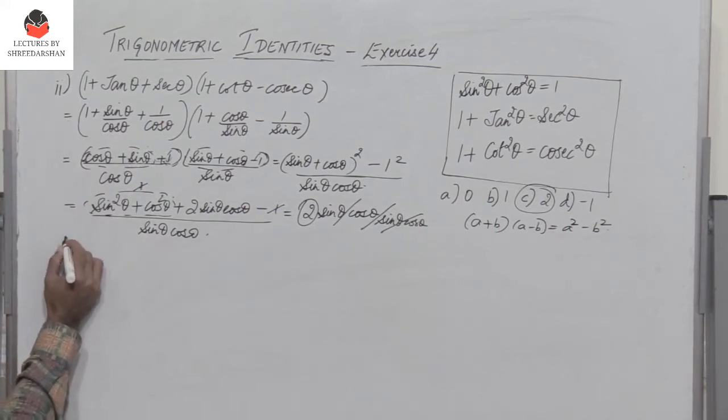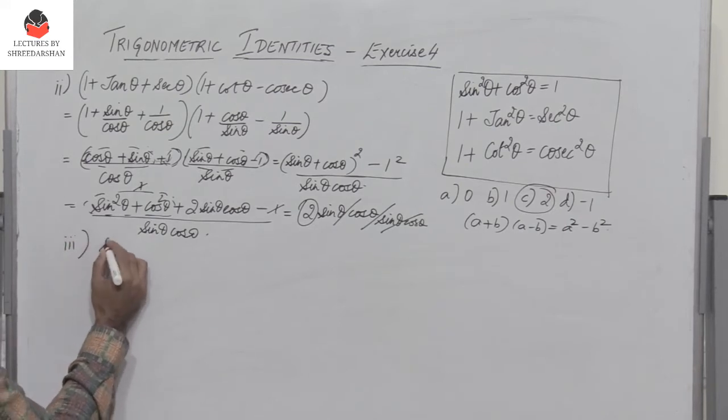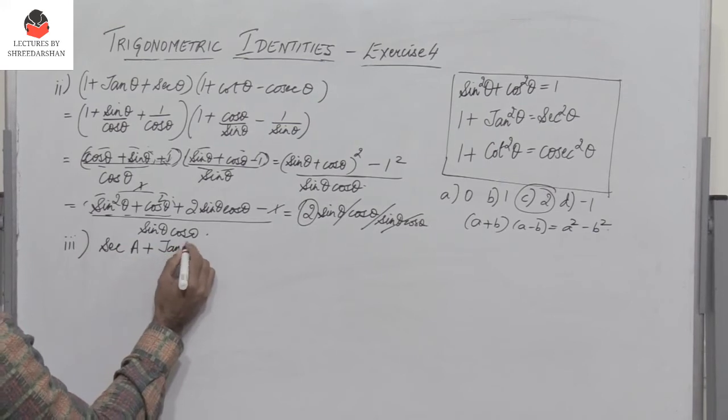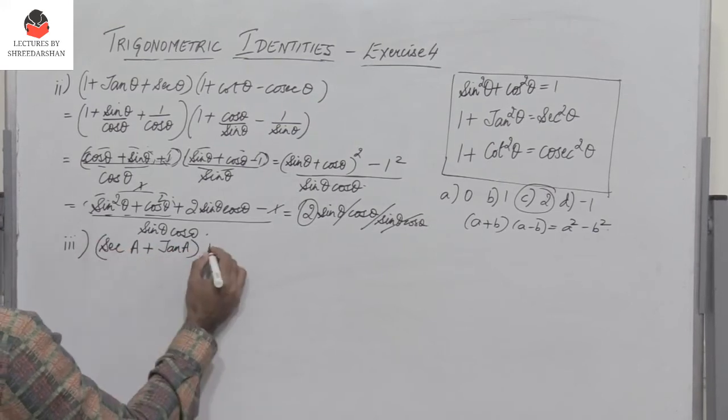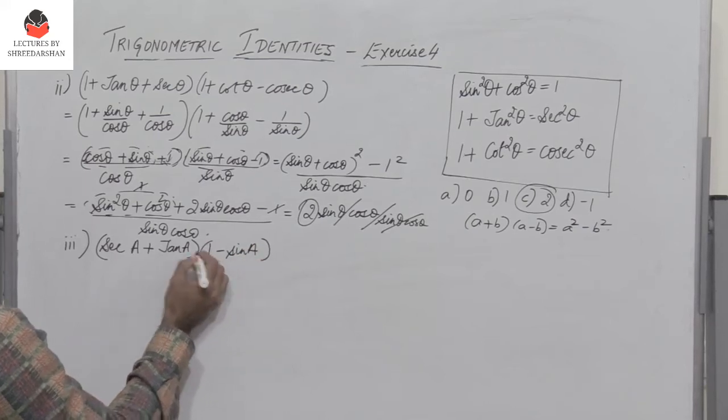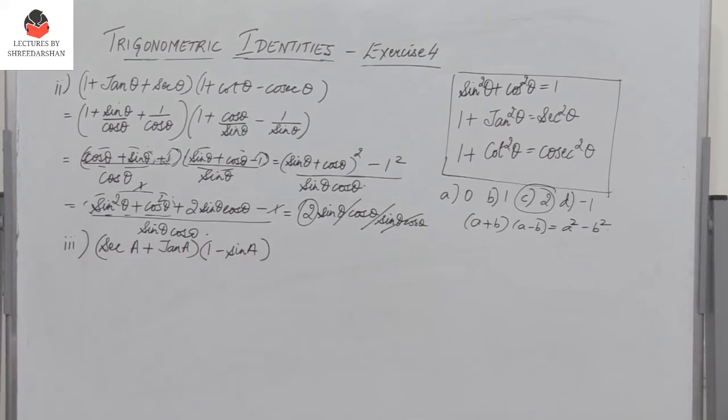So 3. We have secant A plus tan A into 1 minus sine A. Whenever a problem like this is given, the best thing to do is represent secant A and tan A in terms of sine and cos, because I have sine A here. Okay. So there are 4 options. We shall see what they are.